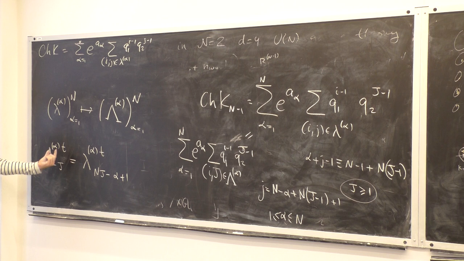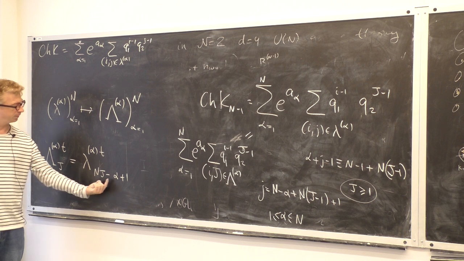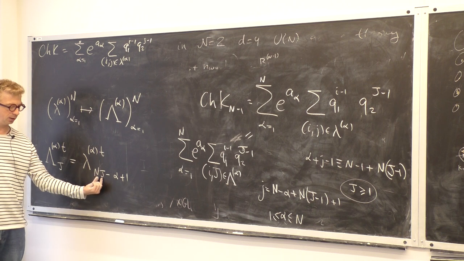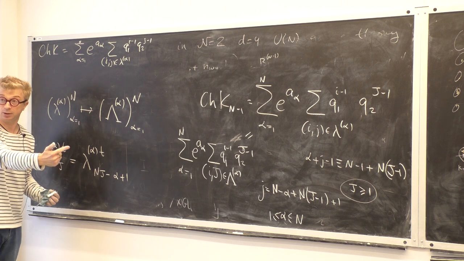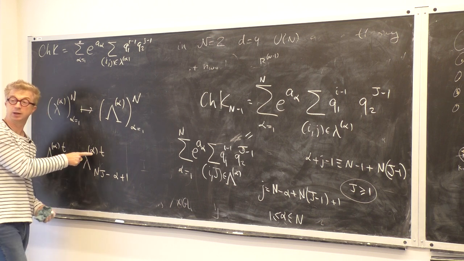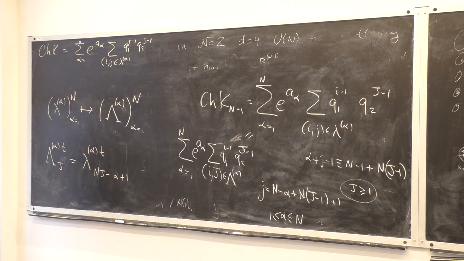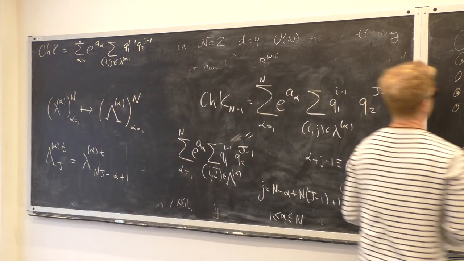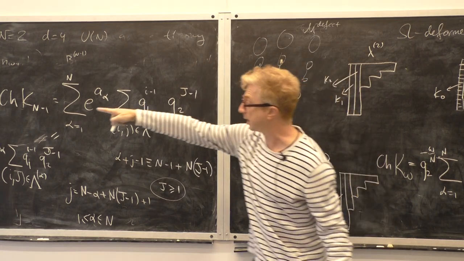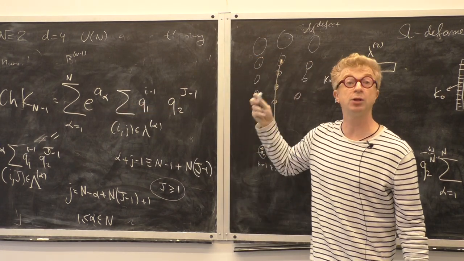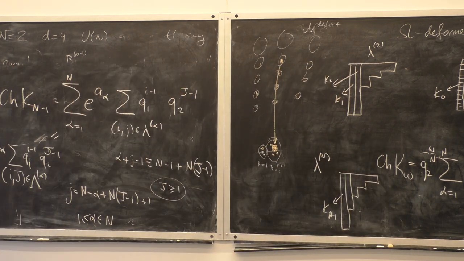So the new partition, capital lambda alpha transposed, subscript J, is the old partition in which you shift the number of the column. So you count them n times faster, and then there is some shift depending on the column number. So the difficulty is that this map from little lambda to capital lambda is not one-to-one. It's many to one. In fact, it's infinitely many to one.